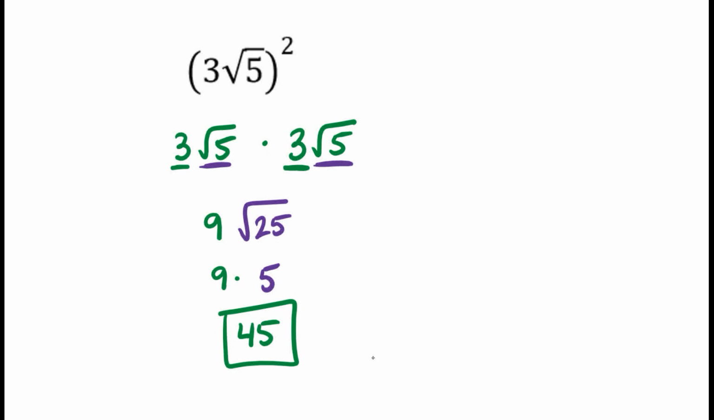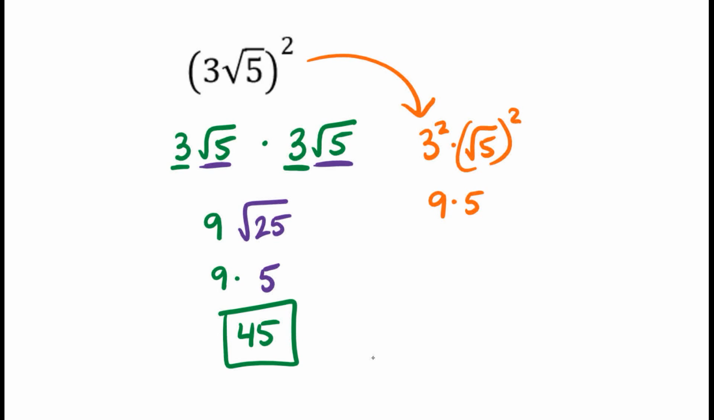Notice another way to do this problem is to do 3 squared times root 5 squared. 3 squared is 9, and with root 5 squared, the square root and the squaring kind of undo each other to just give us 5. And then again we're multiplying, so 45. And just to make sense of why we are multiplying: when they don't write the operation in the 3 root 5, it's assumed to be multiplication, just like when you see 3x, that's 3 times x.